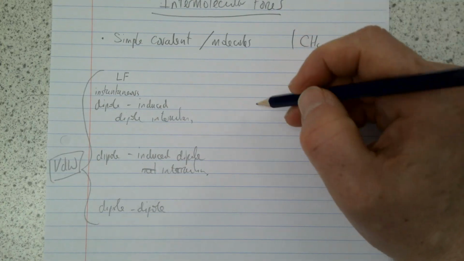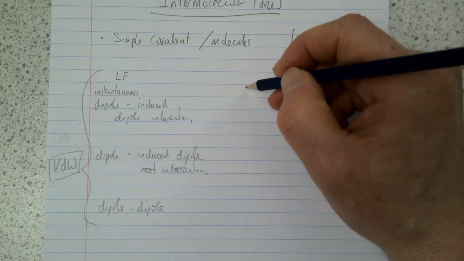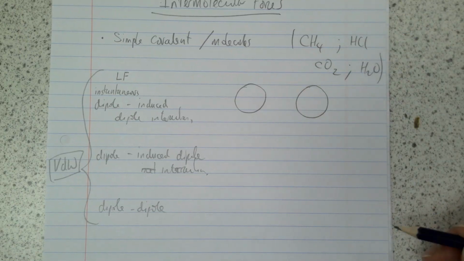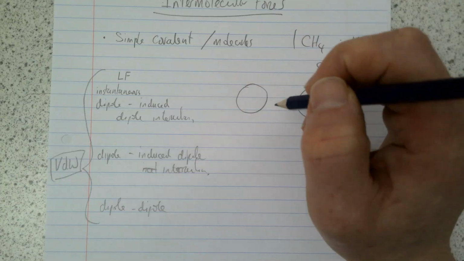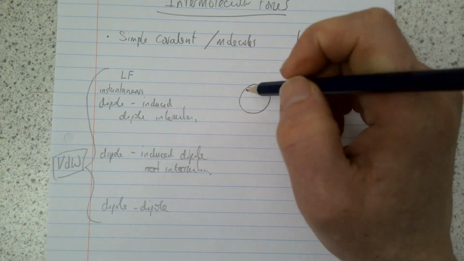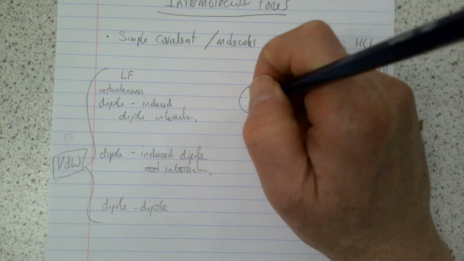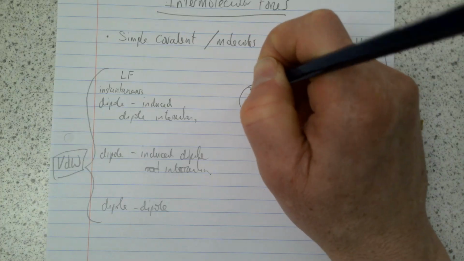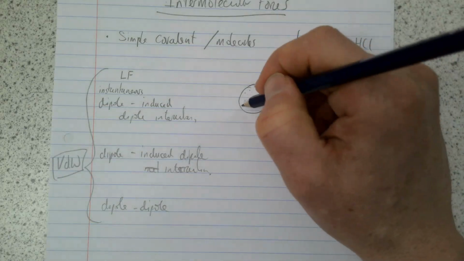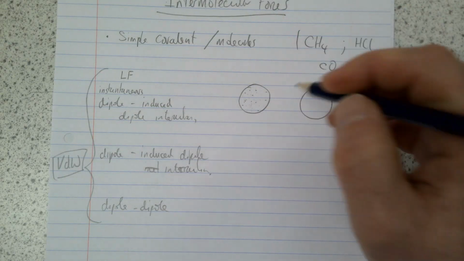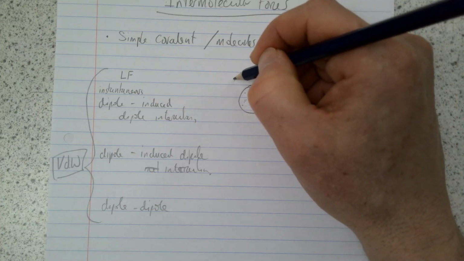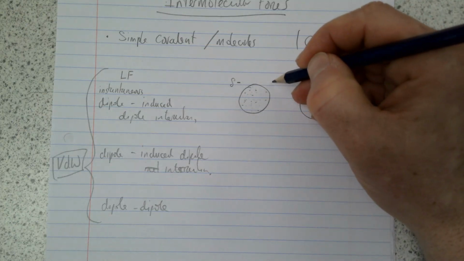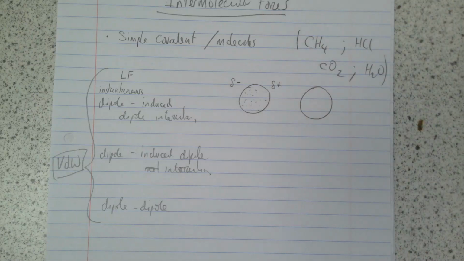So, London forces are the interaction you get between all molecules. As electrons move around a molecule, just moving around freely and randomly, at any one point in time there might be an uneven distribution of those electrons. So this is just representing where the electrons might be, a sort of distribution plot. And for a particular random point in time, there might be more electrons on the left than the right. We call that an instantaneous dipole. It just happens for a bit.